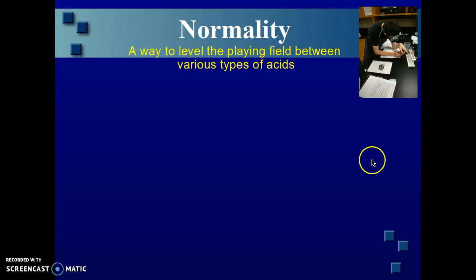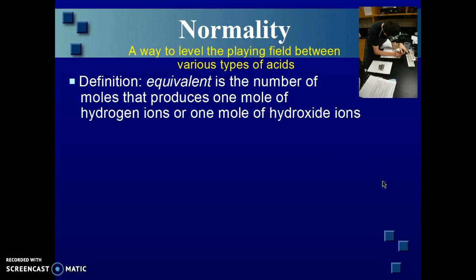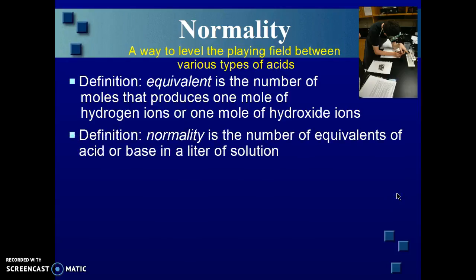Now, let's introduce a concept called normality. It's a way to level the playing field between, say, HCl, which is monoprotic, and H2SO4, which is diprotic. An equivalent is the number of moles that produces 1 mole of hydrogen ions, or 1 mole of hydroxide ions. Normality then becomes the number of equivalents of acid or base in a liter of solution, whereas molarity is the number of moles of acid or base in a liter of solution.